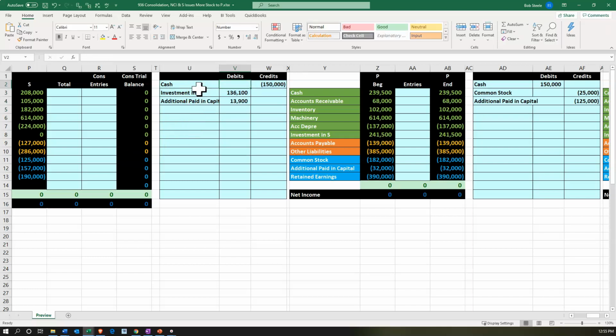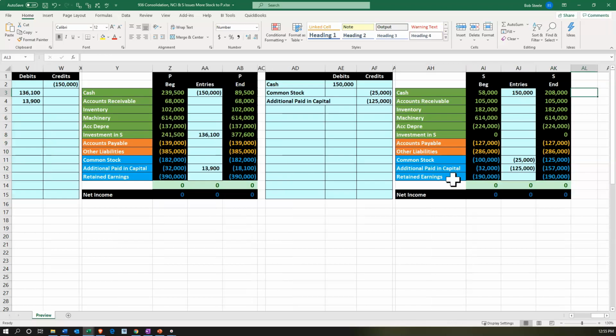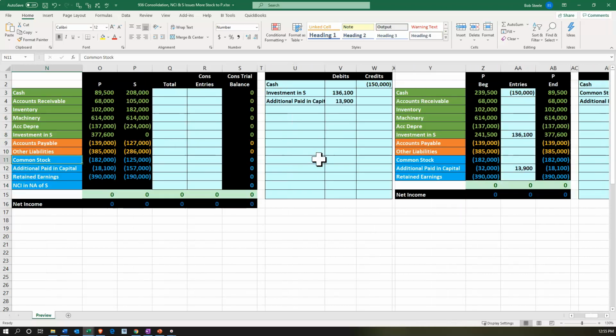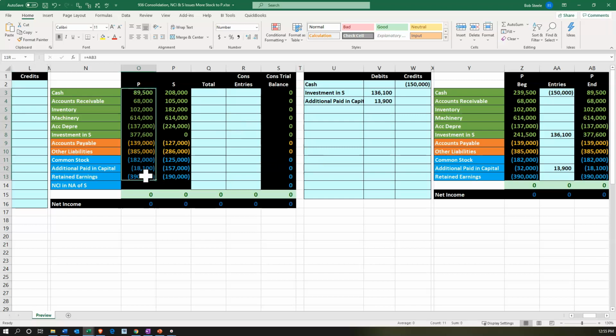So then we're going to say, all right, that means that S cash goes down. That makes sense. And then we have the investment, but it's only for the 136.1, so we can line up to our percentage interest, and then the additional paid in capital, 13.9. So now if we take our ending balances, if we were to do our consolidation after this transaction, P's ending balances and S's ending balances are now being pulled into our consolidation worksheet for P and S, and we can do our normal elimination entry process at this point.